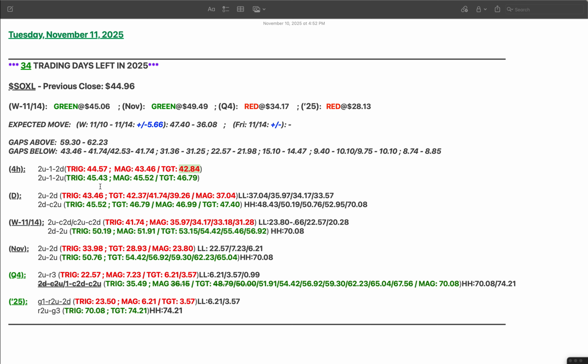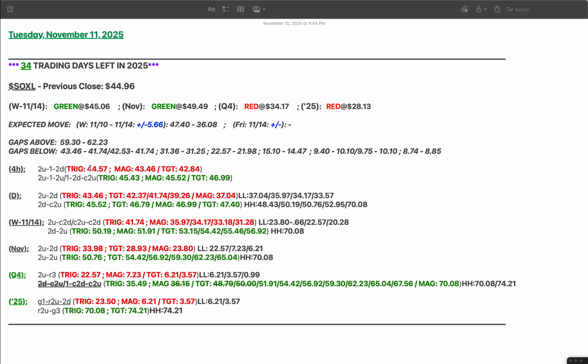We could see a bounce at that level. Now, if we go to the upside, in the first 4-hour candle of Tuesday, we go 2-1-2 up, triggering at 45.43, and again very small magnitude there, but we do have the extended target of 46.99, which is the completion of the 1-2 down combo 2 up. All right.